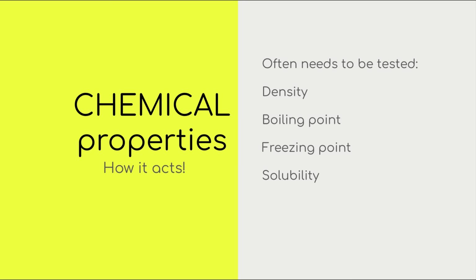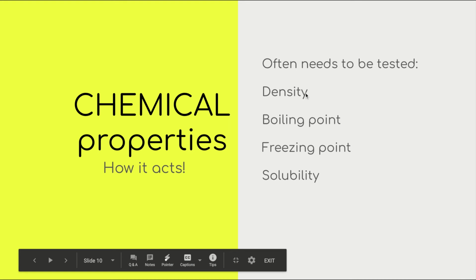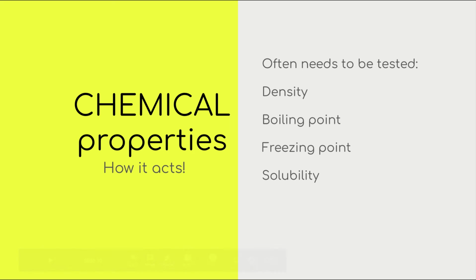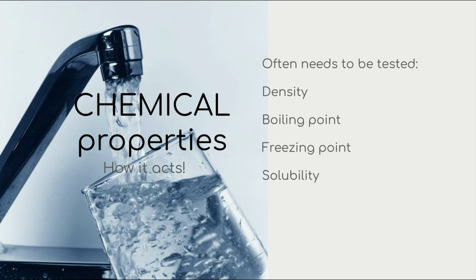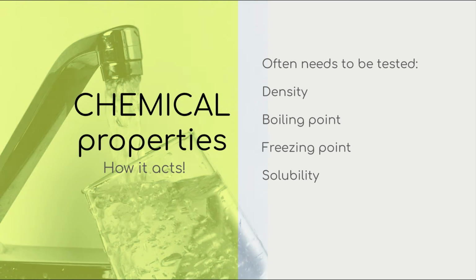Now, let's say we did the same thing, but we talked about its chemical properties. We talked about how water acts or how it behaves. Often those things have to be tested. So we won't know how dense or how thick. Density is thickness, how thick it is. We can figure out water's boiling point by boiling it and seeing what temperature it boils at. We could also do the same thing for freezing. What temperature does it freeze at? We could see how well things dissolve or how well it dissolves things, its solubility. Okay? Water is used as a solvent to dissolve other things. Okay, but chemical properties, how it acts.